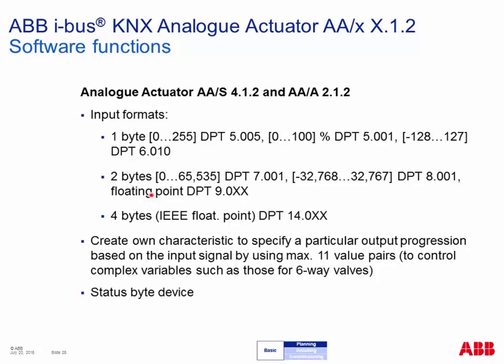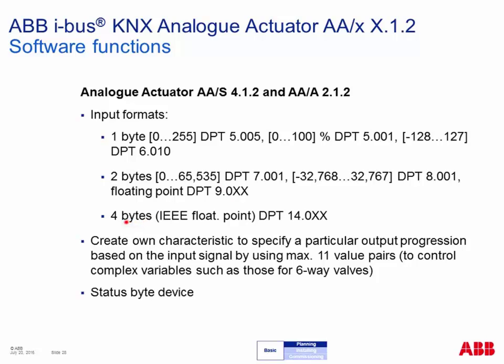The input signal can be also a two-byte KNX telegram, the same unsigned telegram between 0 and 65,535, which is data point type 7001. It can be also a signed telegram between minus 32,768 and 32,767, which is the data point type 8001, or it can be also a floating point data point type, which is data point type 9.